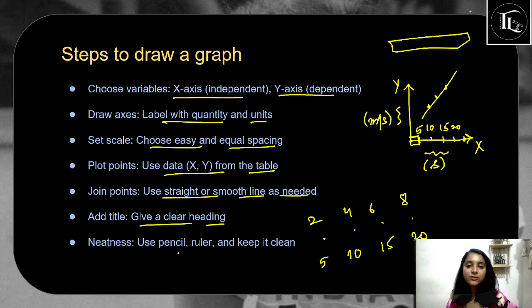Always take care of the fact that the graph is neat and clean. Do not just scatter the points, or make the points unclear. Suppose you put a point which is wrong and then you just cross it. No, don't do that. Don't make it with pen. Make it with pencil and erase it. Keep it clean. And always use a ruler. Do not make a freehand diagram.